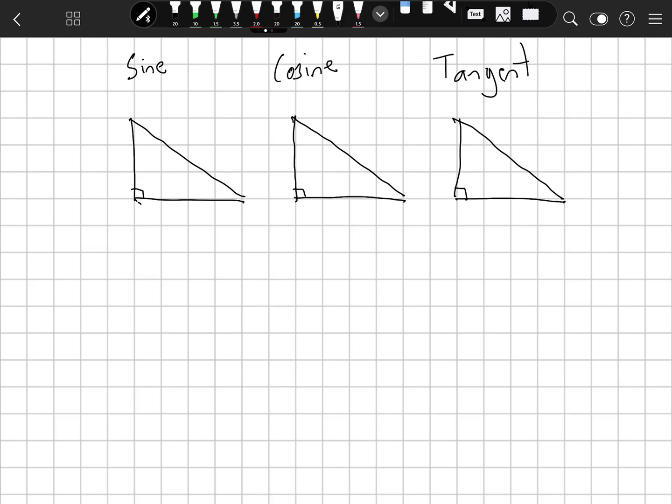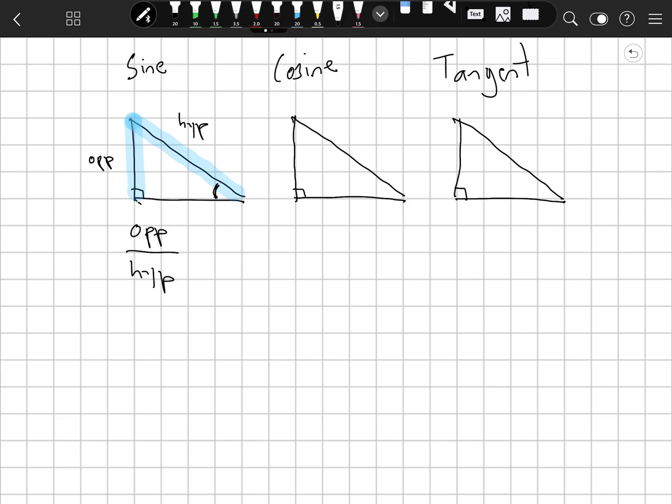I'm going to highlight the two sides that we use. We use the opposite over the hypotenuse. So sine is opposite over hypotenuse. The second one is cosine. I'm going to highlight that one. Oh, and by the way, let me mark these angles. We're talking about this angle. So this side is opposite that angle, and then we have the hypotenuse here.